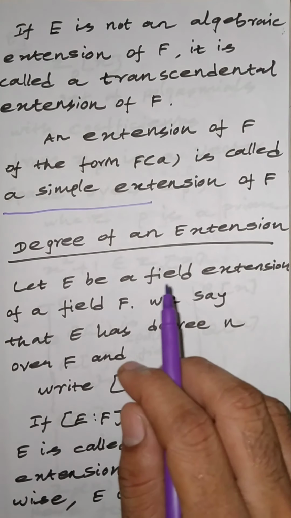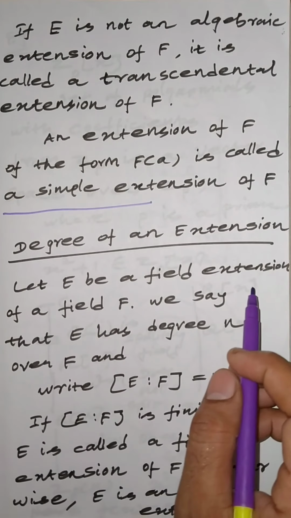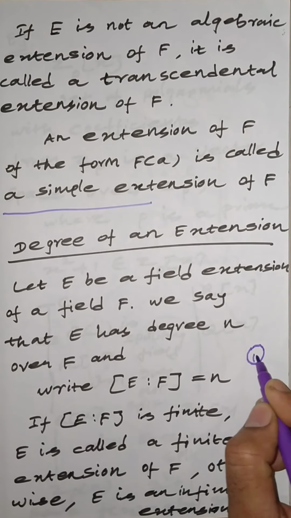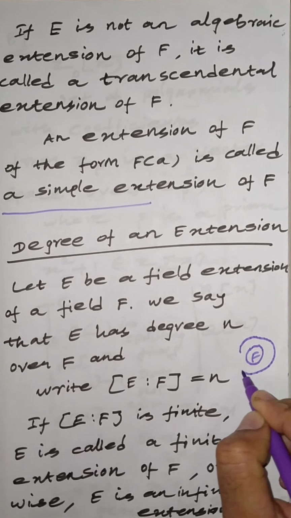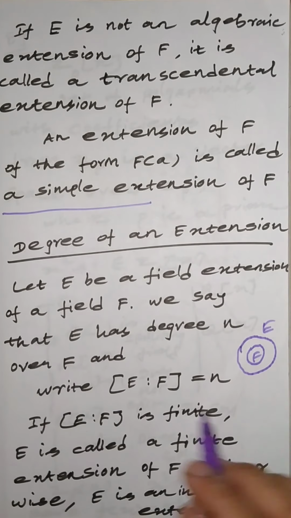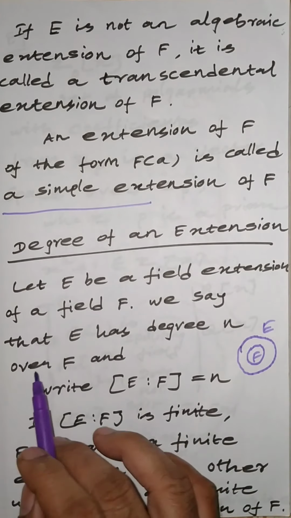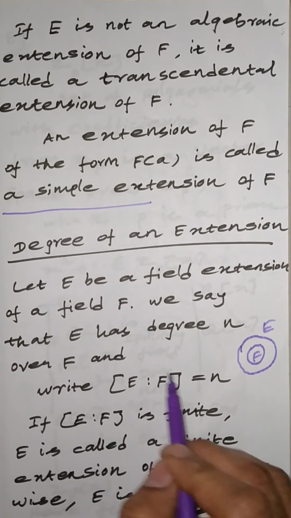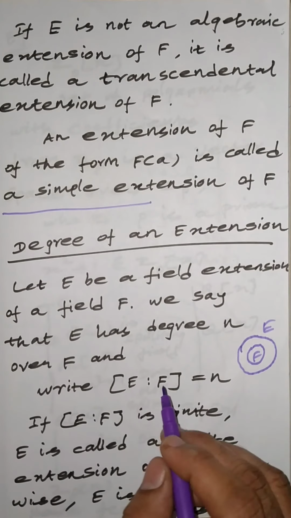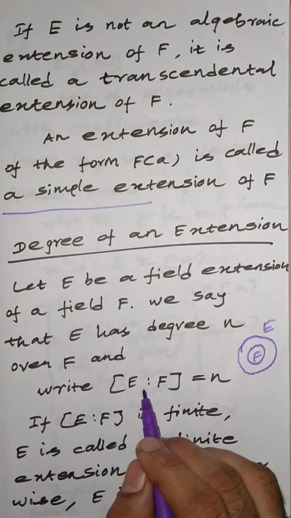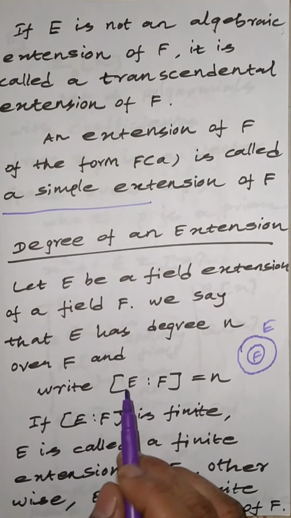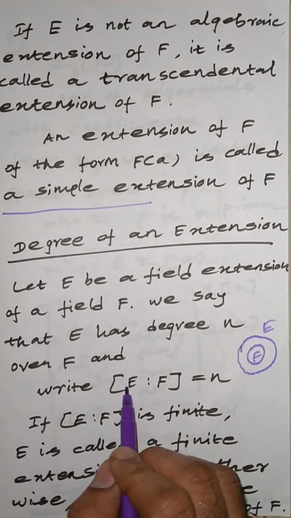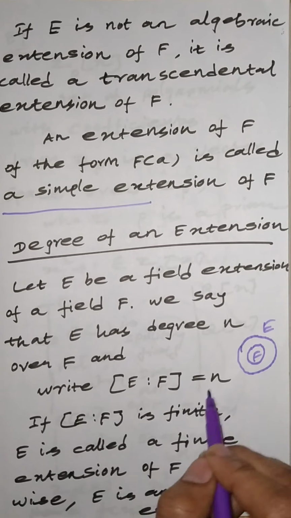The next important one is the degree of an extension. Let E be a field extension of a field F. From F, the field is extended to E, so it is an extension of F. If E has degree n over F, the notation is [E:F] = n. This is the symbol used in most books, for example Gallian. So here F is a field, E is the extension of F, and [E:F] is equal to n. This is the degree.